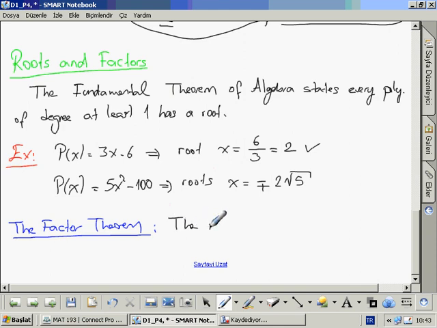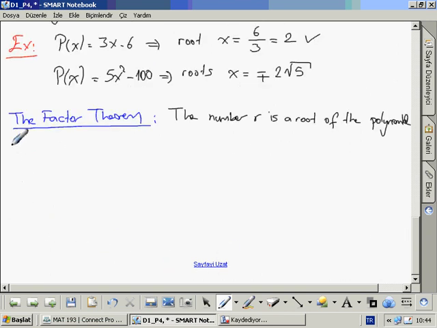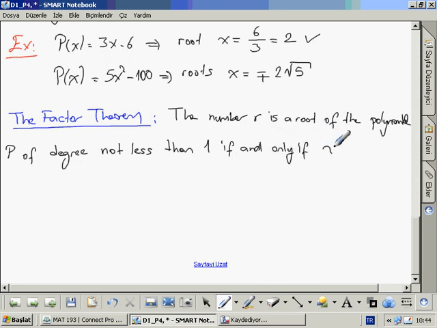The number r is a root of the polynomial p of degree not less than 1 if and only if x minus r is a factor of the polynomial p of x.